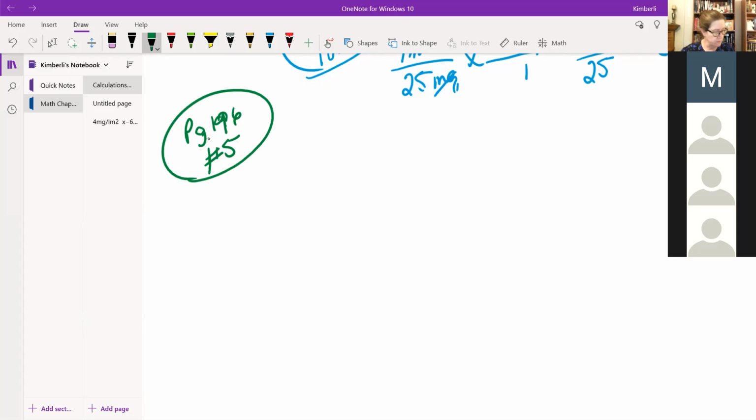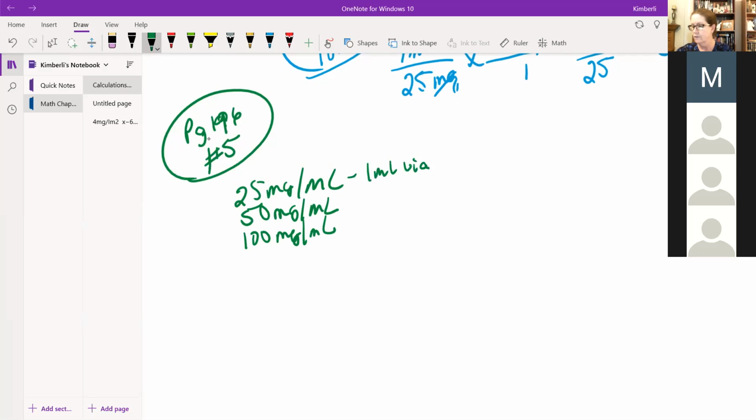But anyway, it comes in 25 milligrams per ml, or 50 milligrams per ml, or 100 milligrams per ml. The 25 milligrams per ml is a 1 ml vial, and the 50 milligrams per ml is also a 1 ml vial, and the 100 milligrams per ml is a 1 ml vial. So they're all 1 ml vials. So what strength would you use for this order? Hint, this is an intramuscular injection.